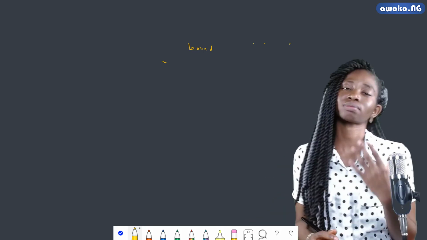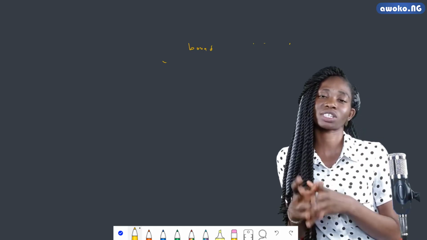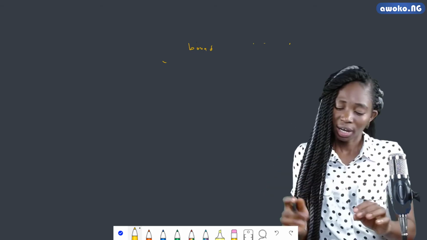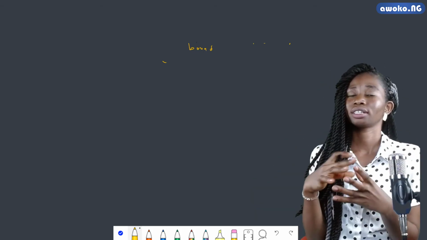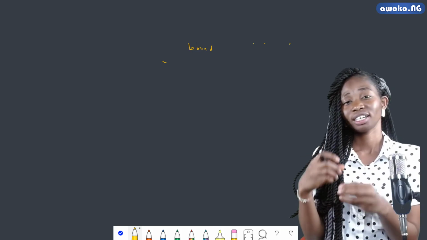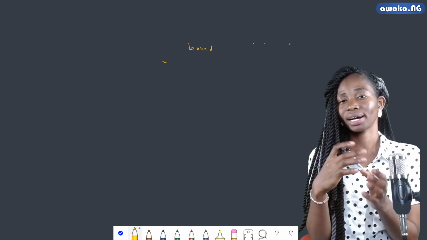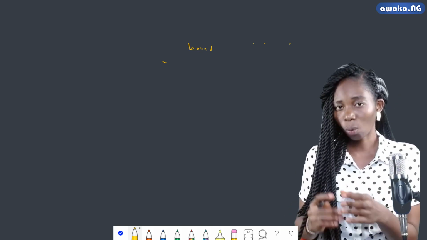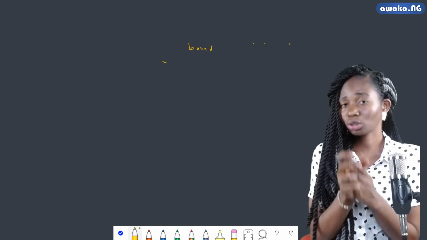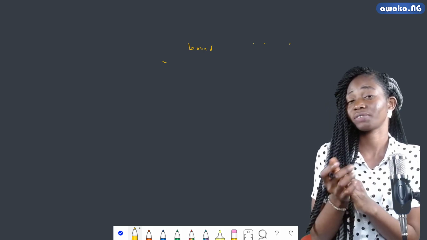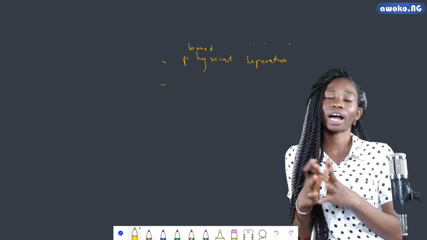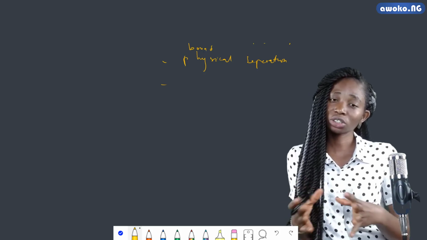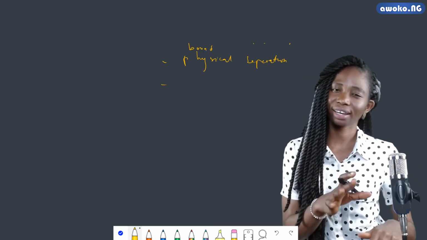Mixtures. If they are combined by a physical means, invariably they can be separated by a physical means. If I have a mixture of rice and beans, I can easily pick out my beans, leaving my rice. So you see that whatever should be classified as a mixture should be separated by a physical means.